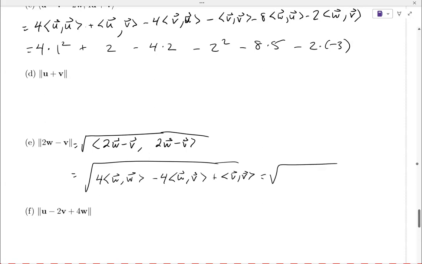W with itself is 7, so we'll get 4 times 7 squared. VW is -3, and VV again is 2 squared. And again, then whatever that turns out to be. It better be positive under that square root, otherwise we have an issue.